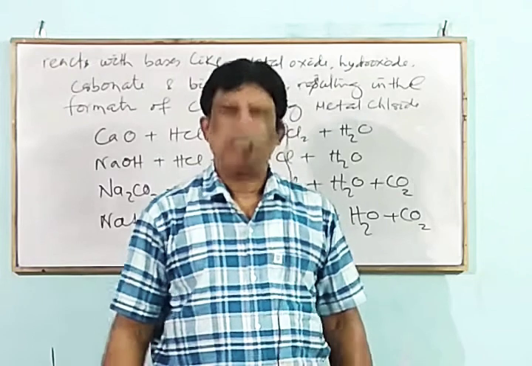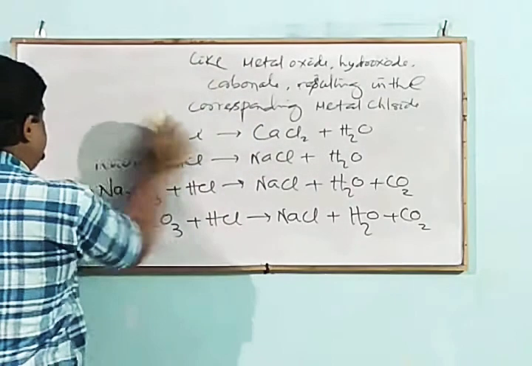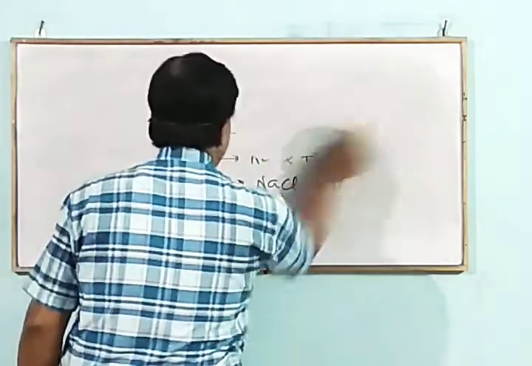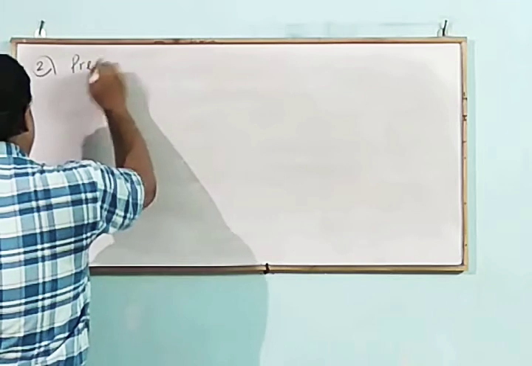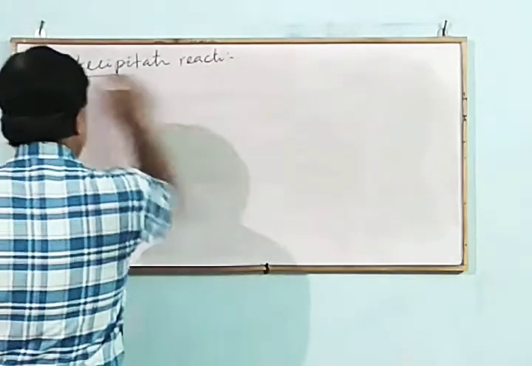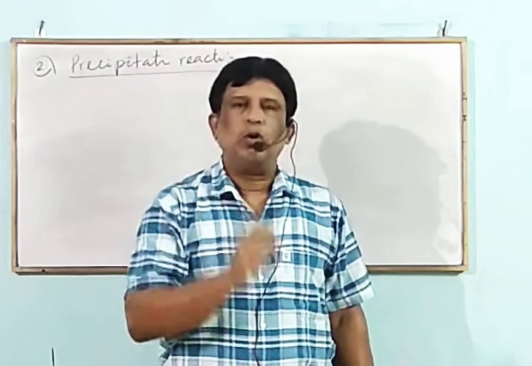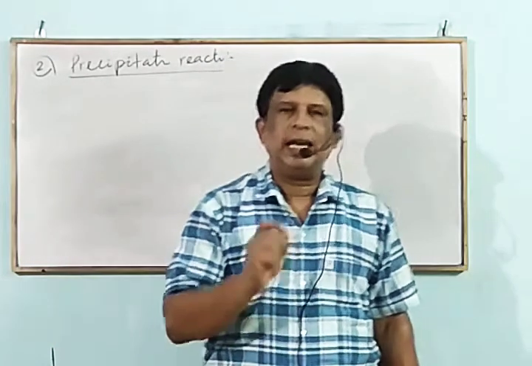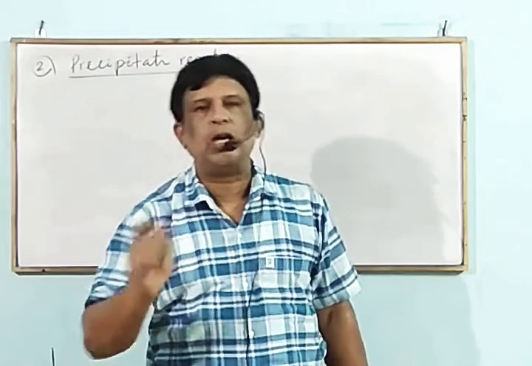Next chemical property is precipitation reaction. Switch over to the second chemical property, that is precipitation reaction. That means hydrogen chloride reacts with a soluble salt to form an insoluble metal chloride. I repeat again. HCl reacts with the soluble salt of silver or lead to form the corresponding insoluble metal chloride.